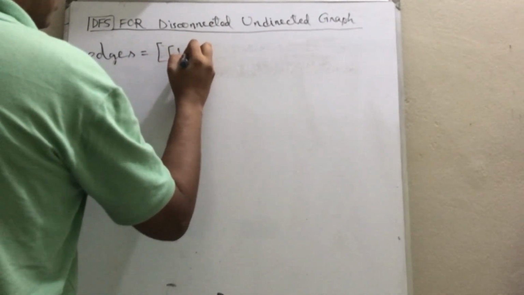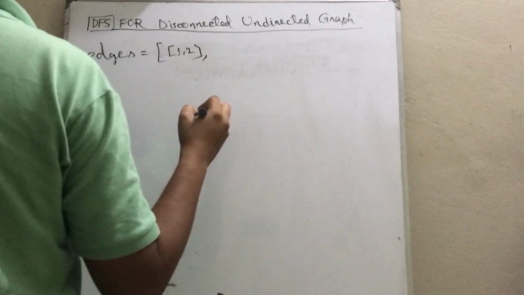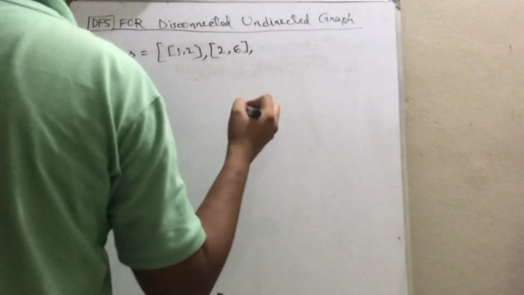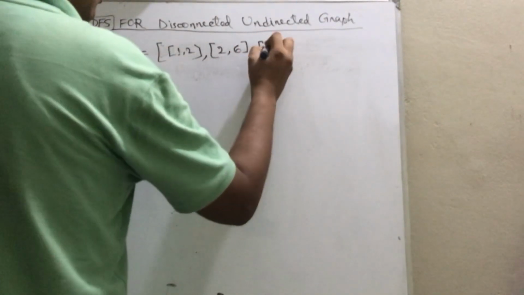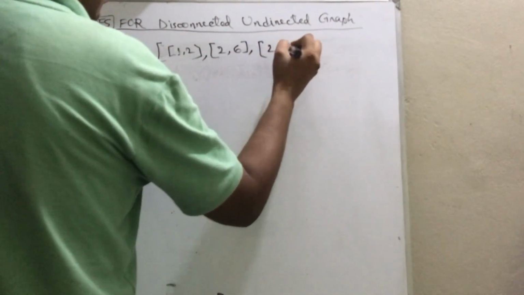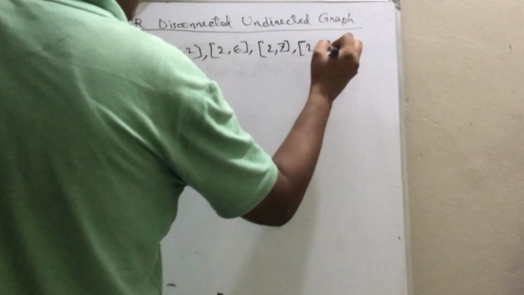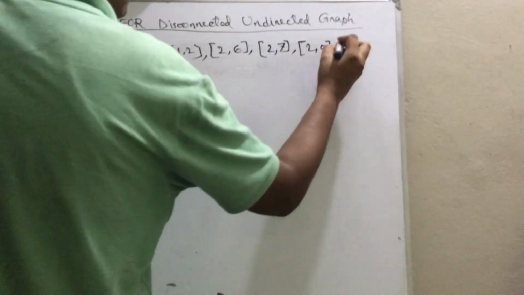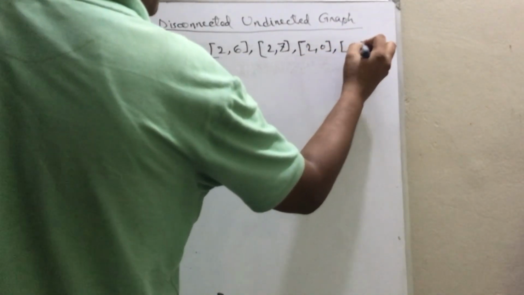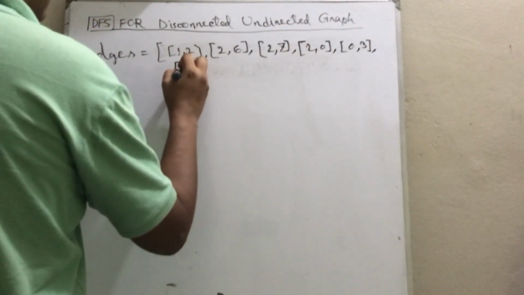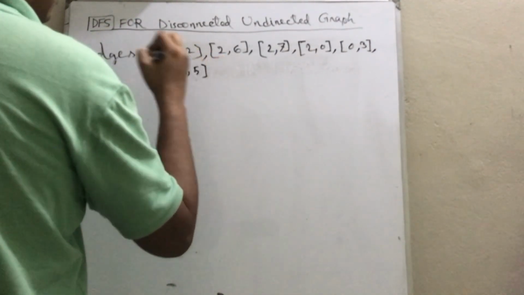The edges are: 1, 2; 2, 6; 2, 7; 2, 0; 0, 3; 4, 5.